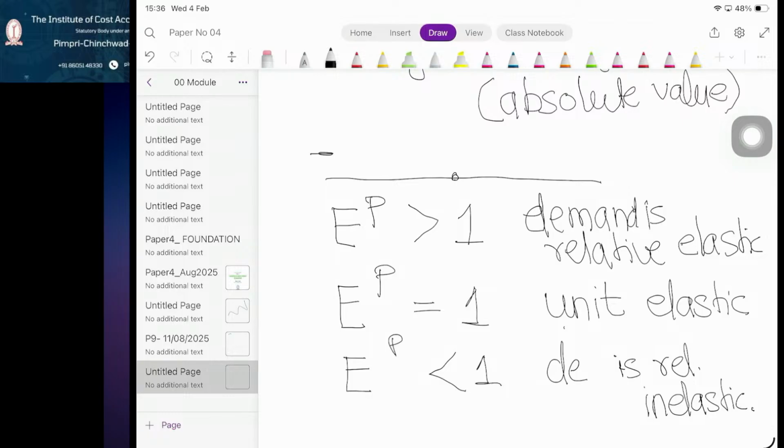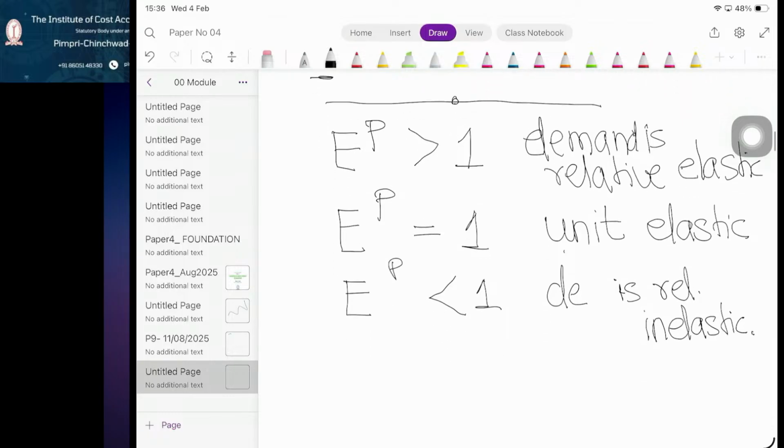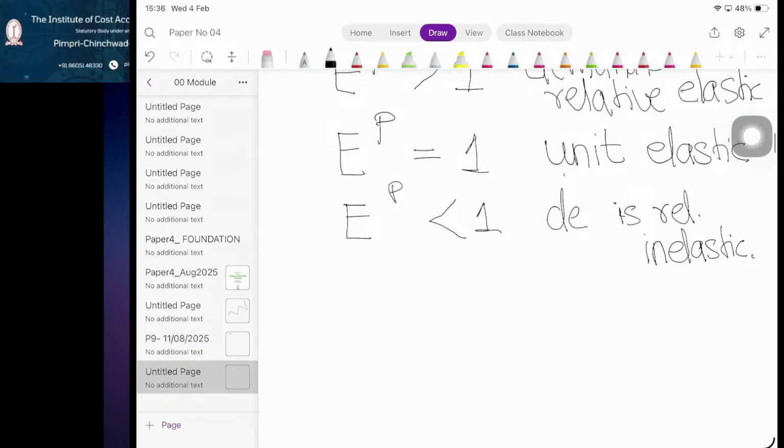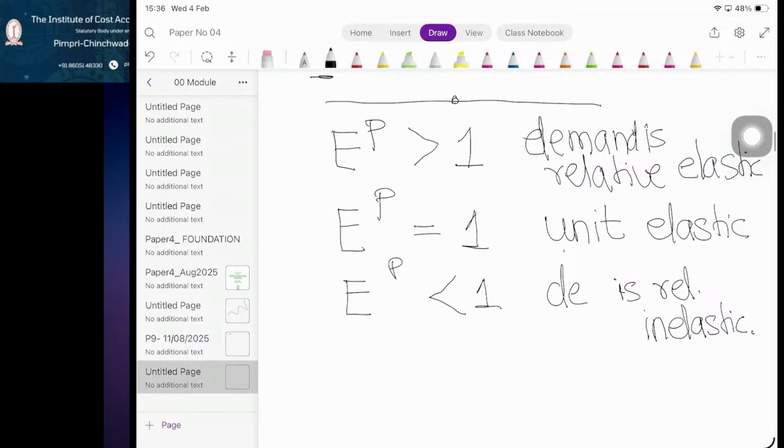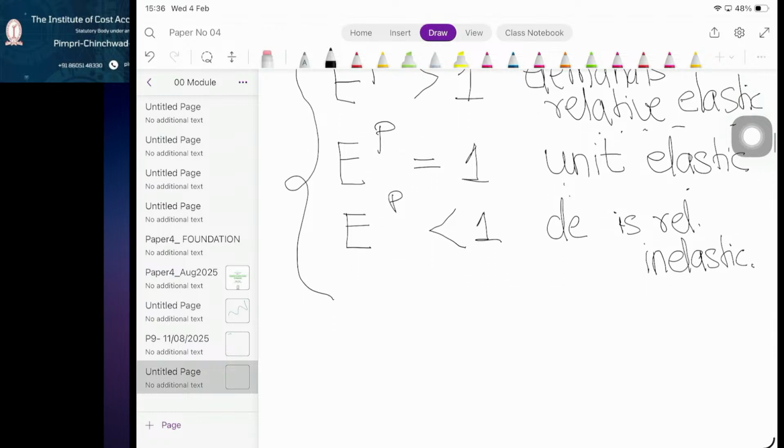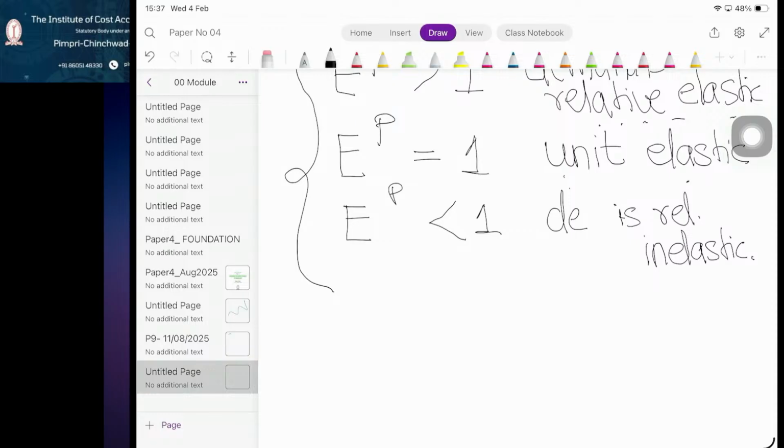Very good. Okay. There are certain other aspects of elasticity that we have to discuss, but right now just focus on these 3 ideas. What are they? Demand being relatively elastic, unit elastic, and inelastic.